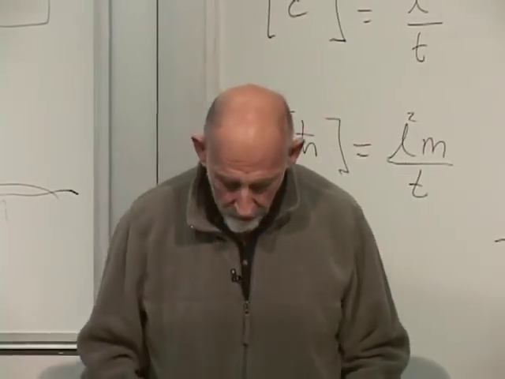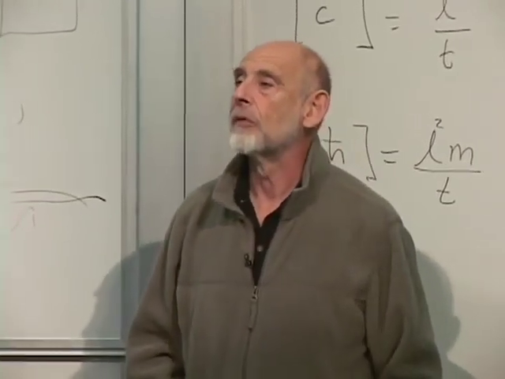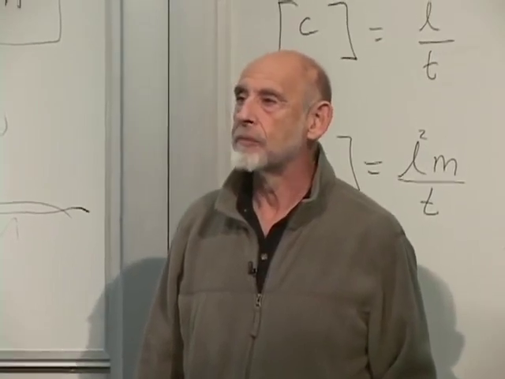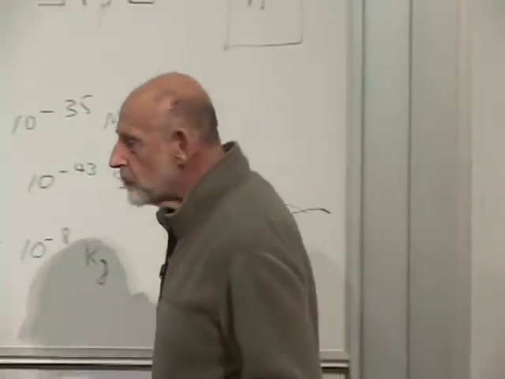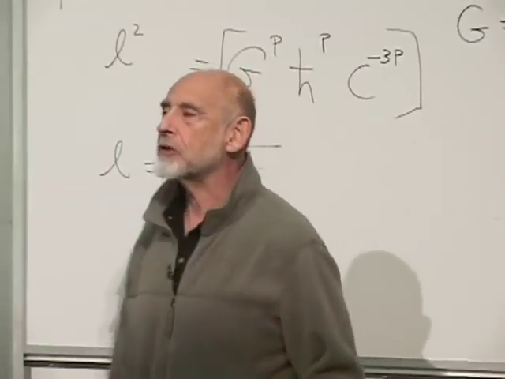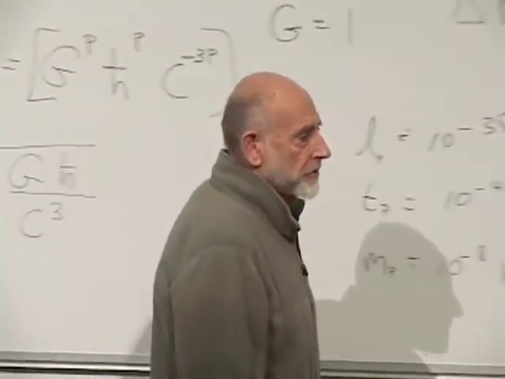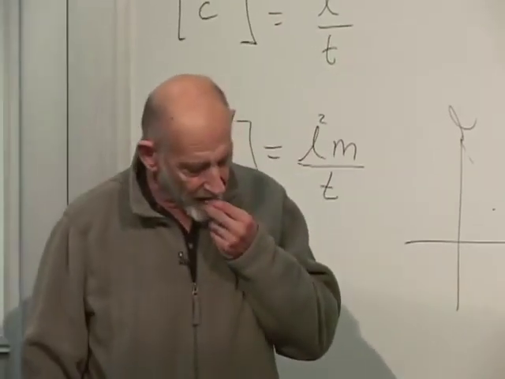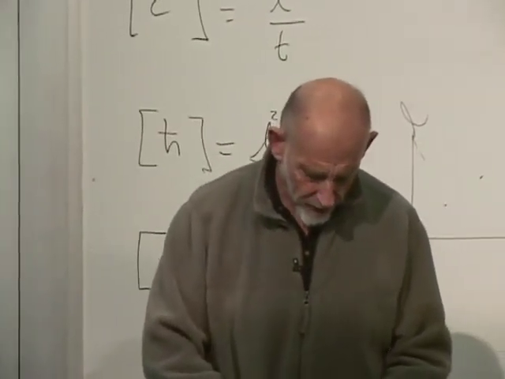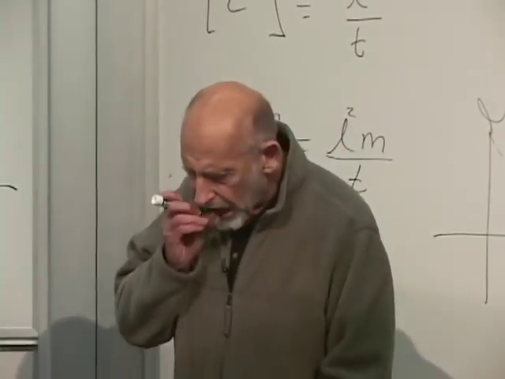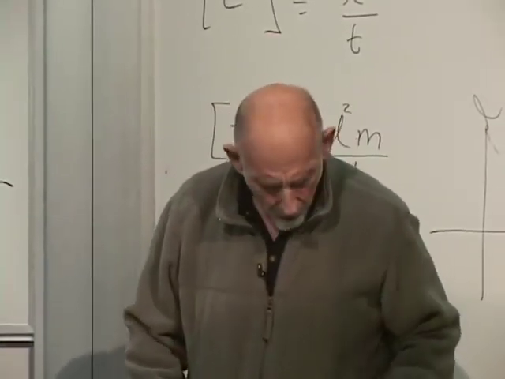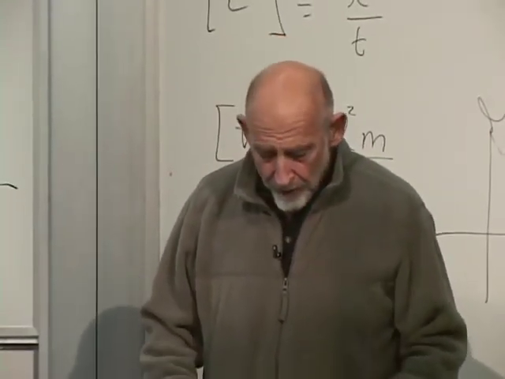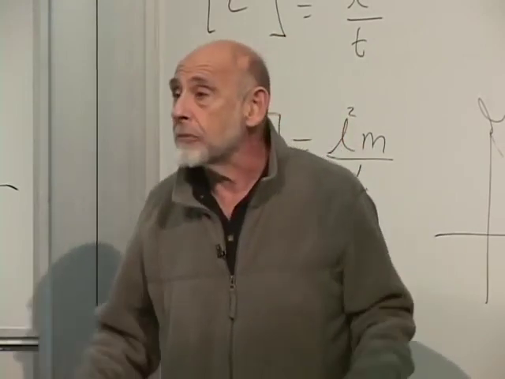Question? This is just a bunch of arithmetic over here. What makes us think that when we get a number out, 10 to the minus 35th, that it has anything to do with the length of a string? It's a guess. It's a guess based on a number of things. No, it's not just numerology. It could be wrong. It could be 1,000 times less.